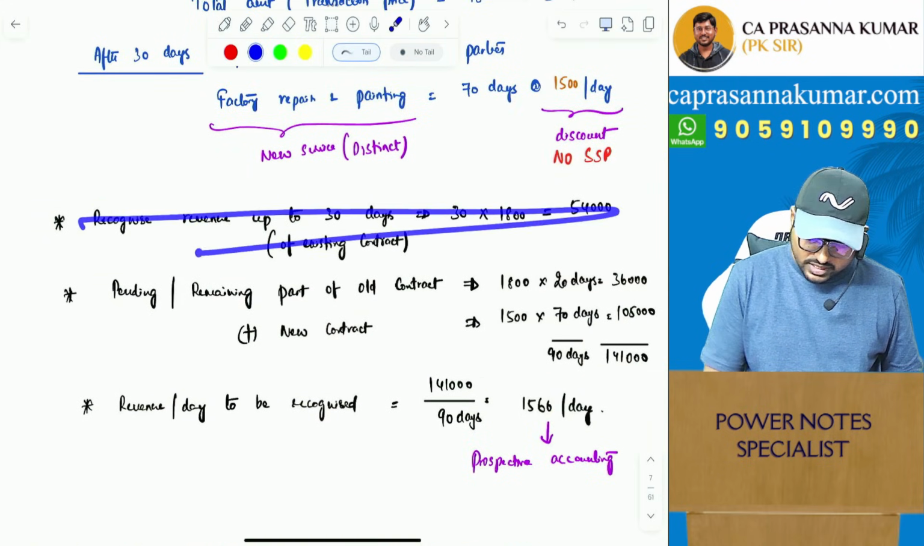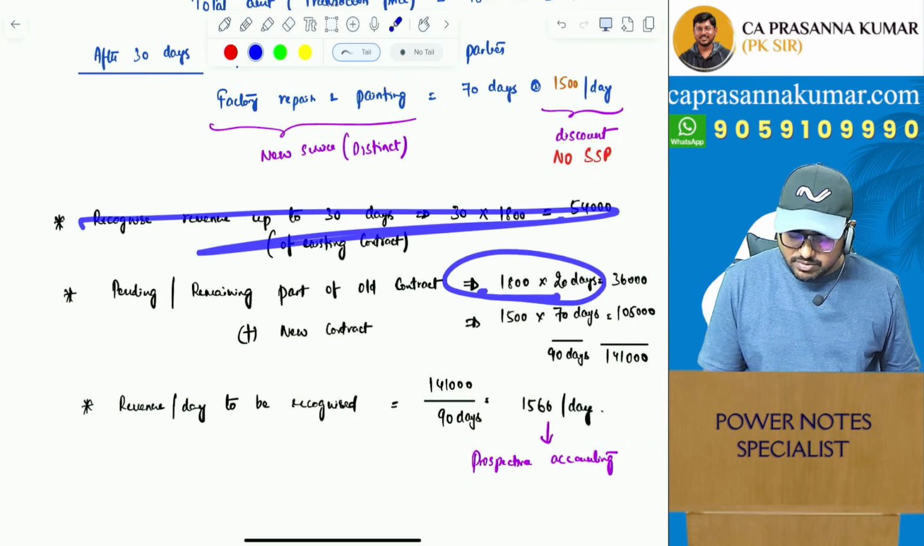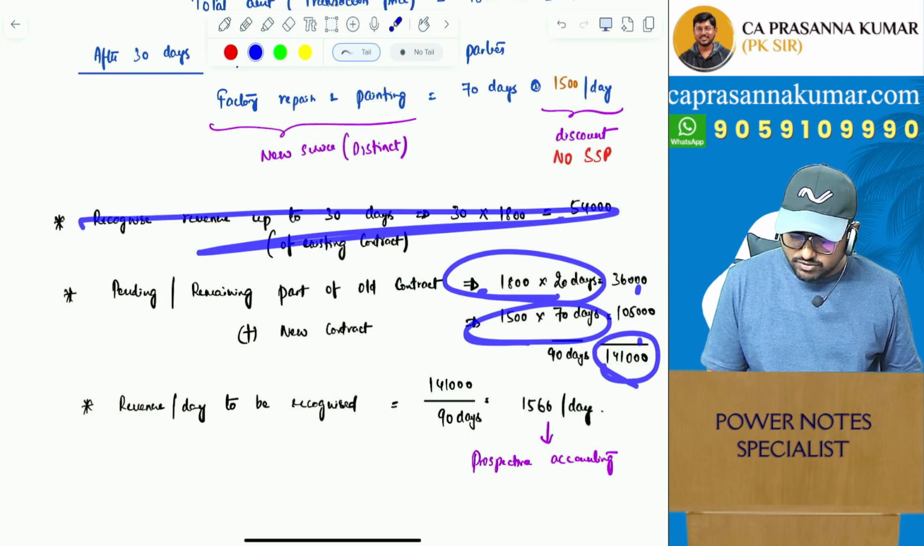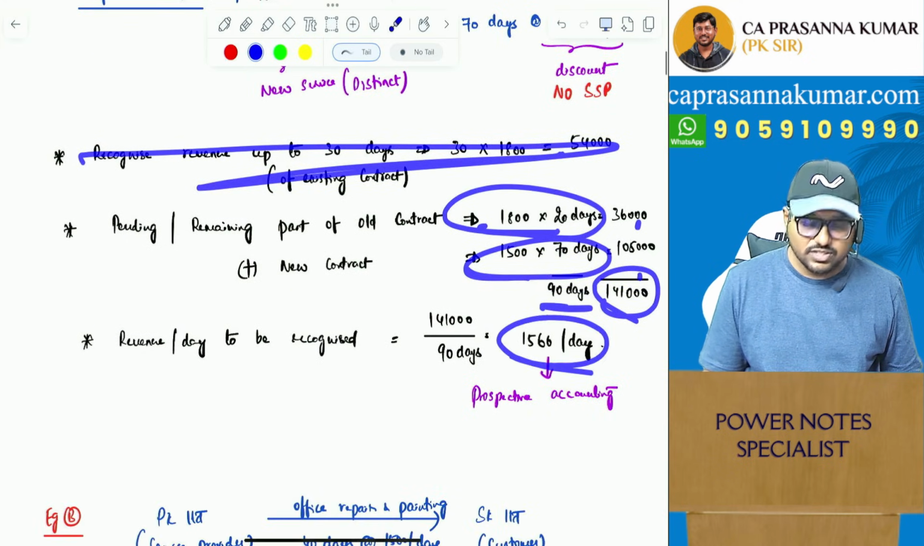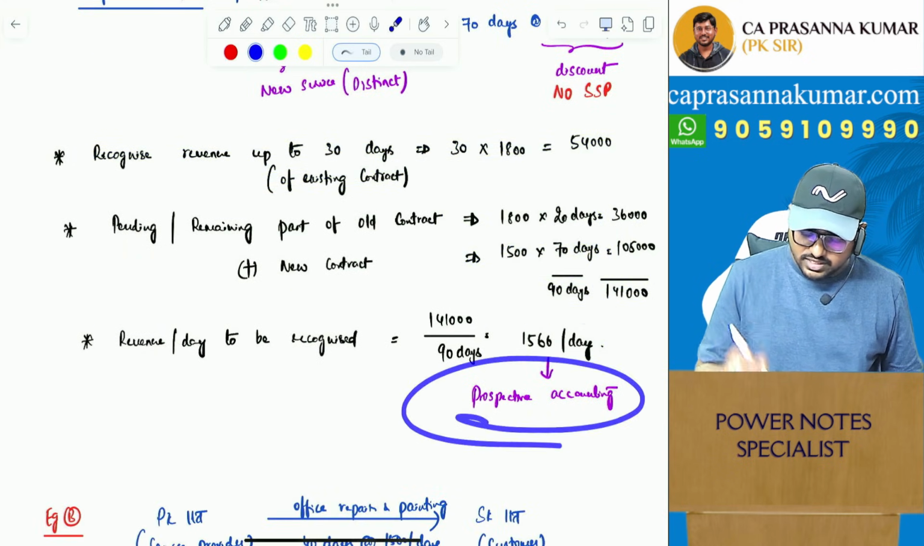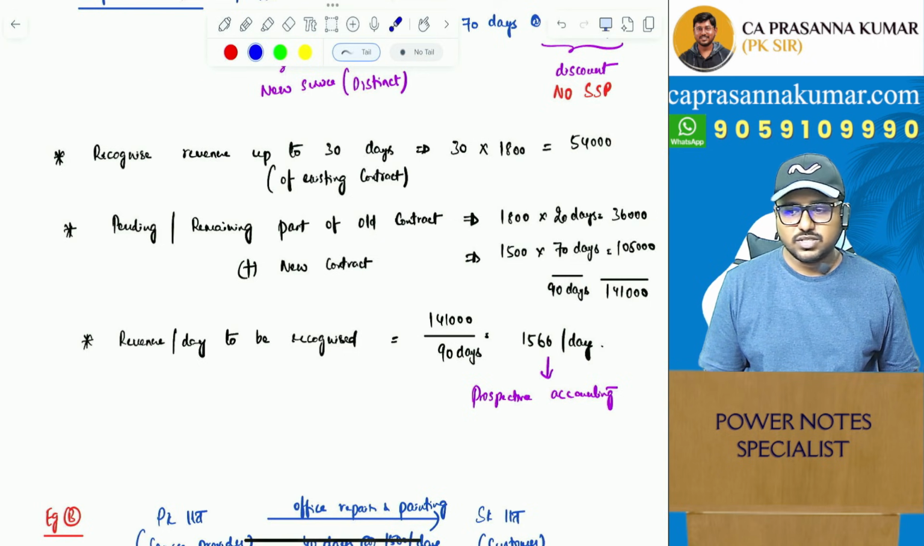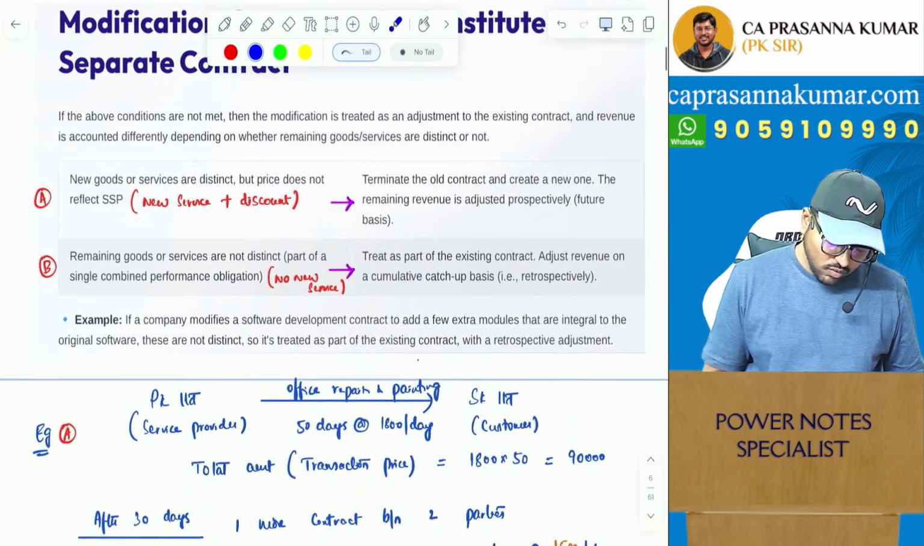So the old contract is gone. Now whatever is remaining with the old contract plus the new contract has been combined together, and then 1,41,000 divided by 90 days, you have got 1566 per day. Today onwards, you will be recognizing this much, 1566 per day in this example. Got it? Okay. What about the other case?